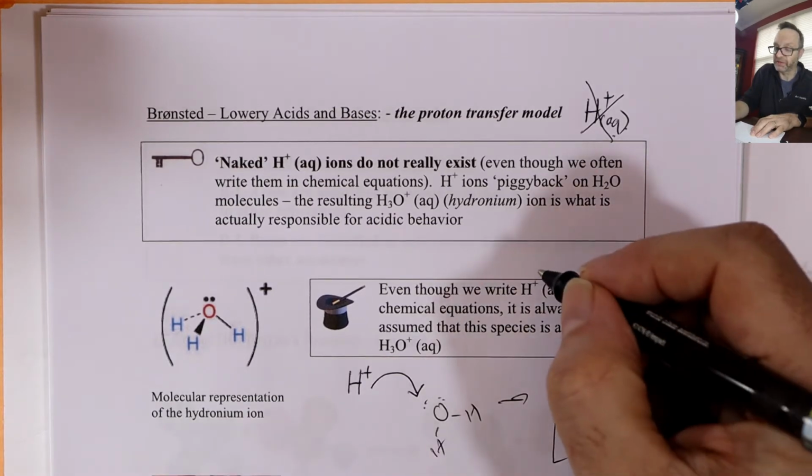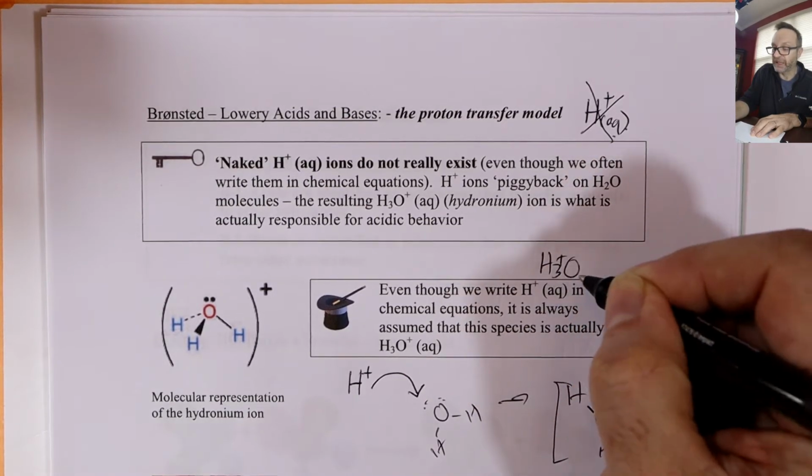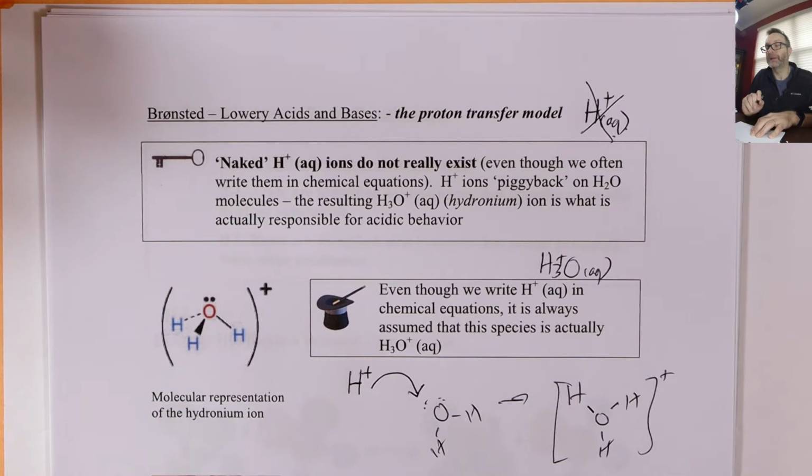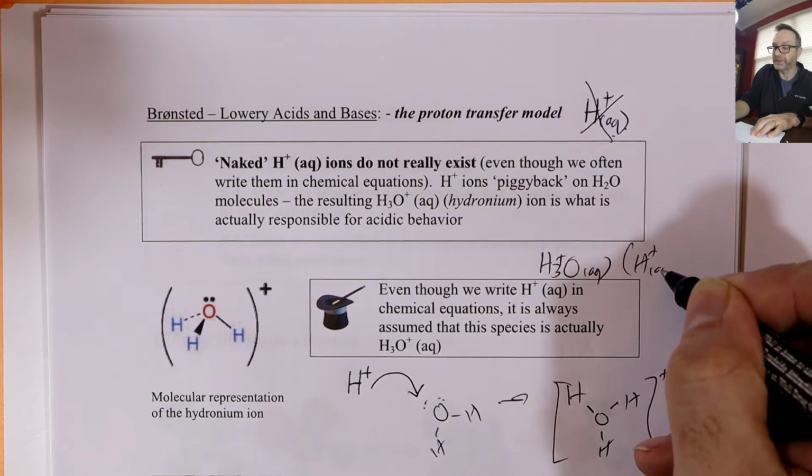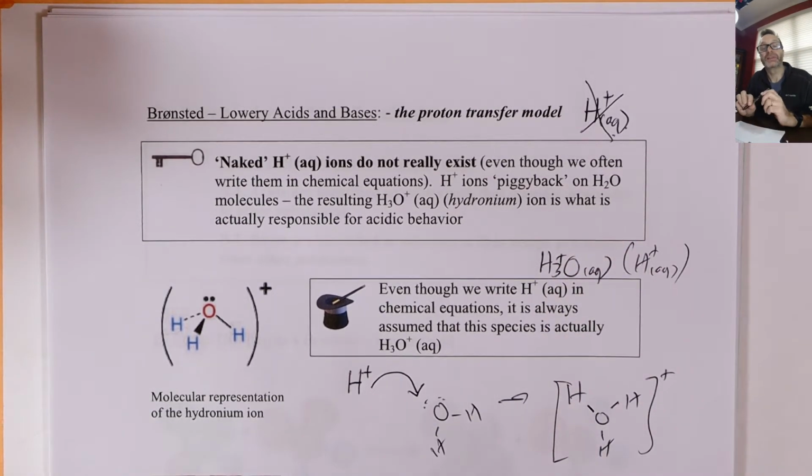So it's more appropriate to write H3O+ as the actual thing in solution that causes acidity. But in practice, because it's just shorthand, we always call it H+ aqueous. But remember, there is no such thing as H+ aqueous. It's actually the H3O+ hydronium ion.